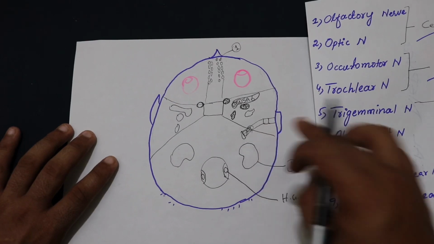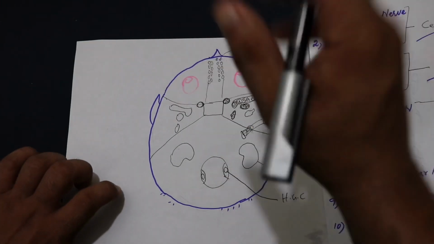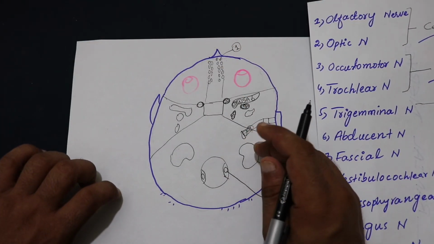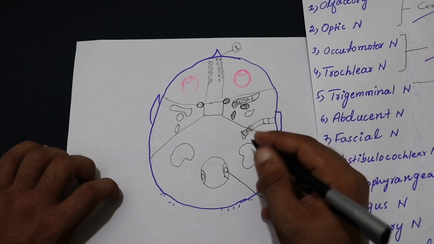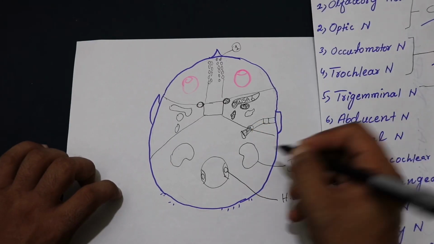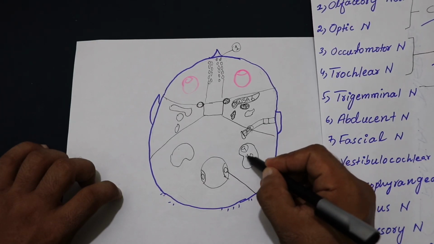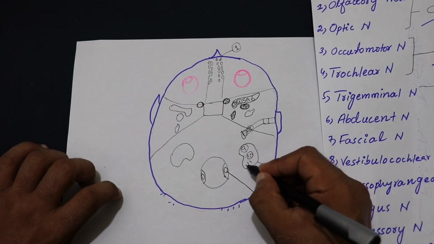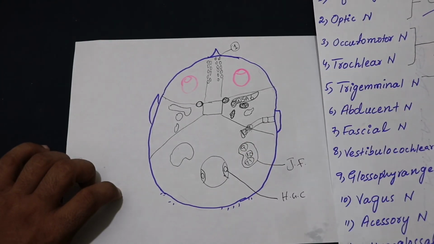Alright, now we move on to talk about the 9th, 10th, 11th and 12th nerves. Remember the 9th nerve, which is your glossopharyngeal nerve, exits from the jugular foramen. So this is the big jugular foramen. From here the 9th nerve exits, the 10th nerve also exits, and the 11th nerve. All three nerves, 9, 10 and 11, exit through the big jugular foramen.